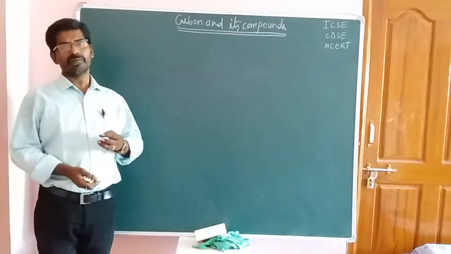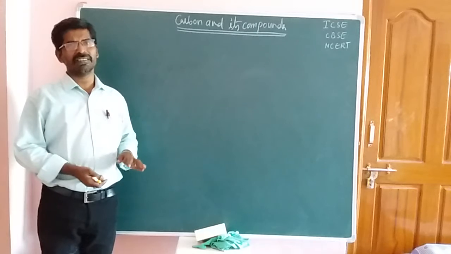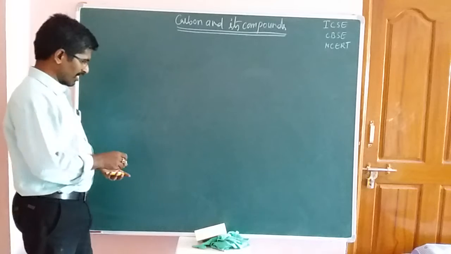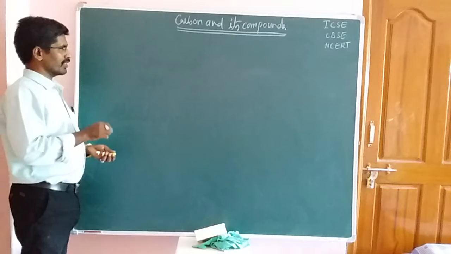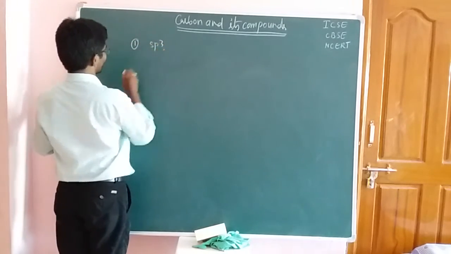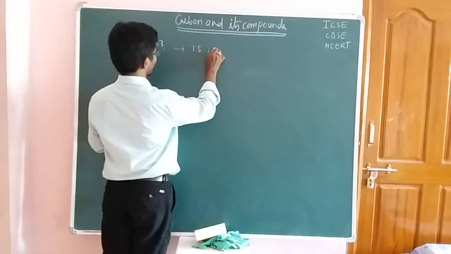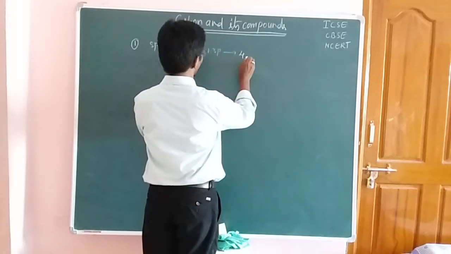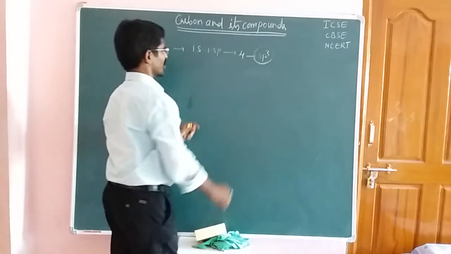So we know the types of hybridization. The first one is sp3 hybridization, then sp2 hybridization, and next is sp hybridization. In my class yesterday, we completed sp3 hybridization. In sp3 hybridization, one s orbital and three p orbitals combine, and four sp3 hybridized orbitals are produced in that formation.